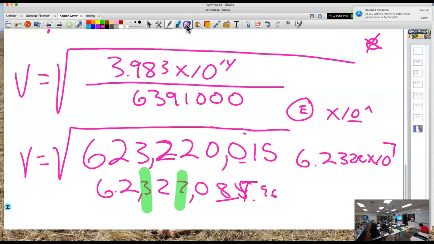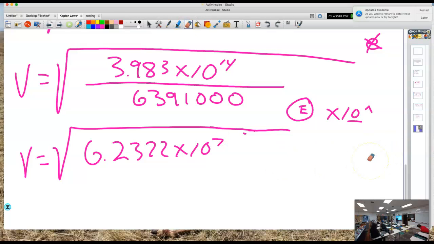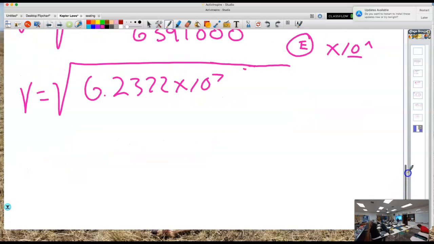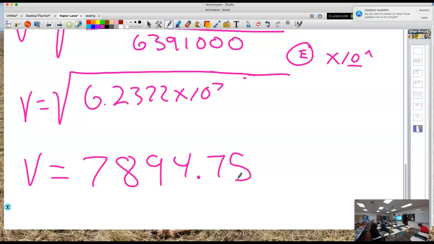So let's get rid of some of this so we can see what it is. I like that one best, because I don't have to write all the zeros out. So now what do we do? Square root it. Okay. So just hit square root and that number, and we get like that.